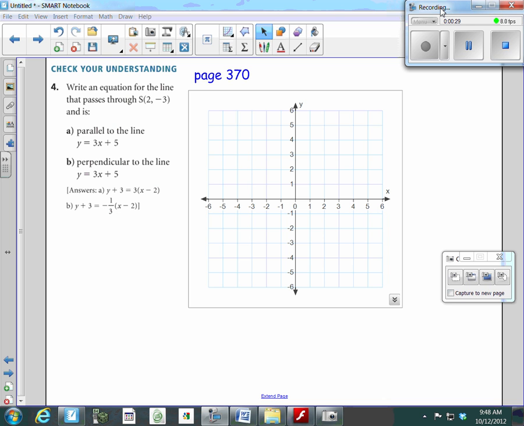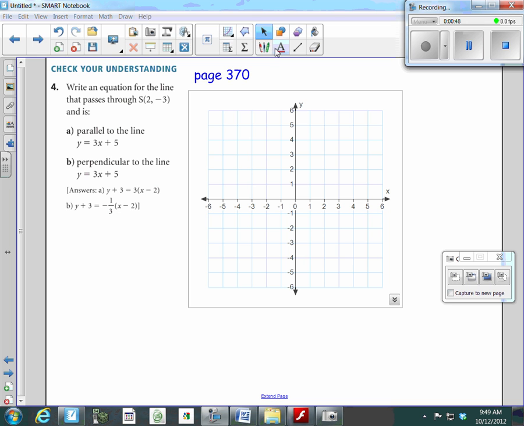You can pause this, Mr. Ford, if they just need a minute to find it or to write it down, but it should be in that note package. It says write an equation for the line that passes through the point 2, -3 and is A, parallel to this line, and B, perpendicular to that line.